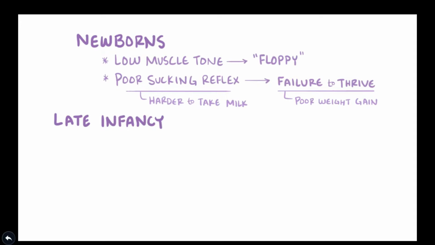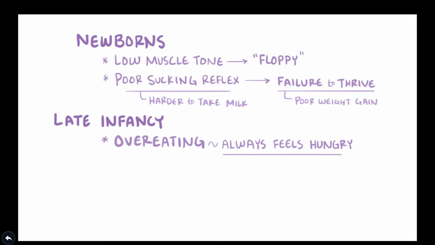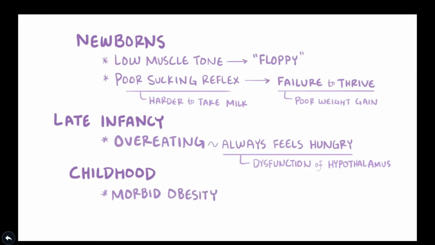By late infancy, eating gets better, but then turns into overeating because the child feels hungry even with a full stomach, which is a problem caused by dysfunction of the hypothalamus. Without restricting access to food, a child with Prader-Willi syndrome can become morbidly obese, which can lead to other conditions like type 2 diabetes and obstructive sleep apnea.